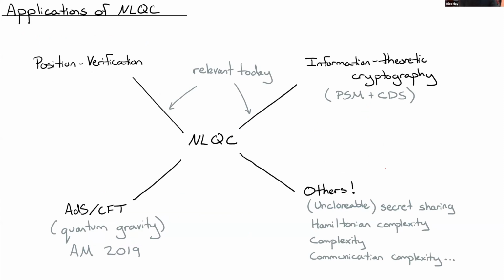So why are we interested in non-local quantum computation? Well, it turns out that there are many applications of this subject, and it's connected to many different areas. For us, two of the most relevant ones are, first, what's called quantum position verification. That's a subject in cryptography that I'm going to describe in a moment. And then there's another connection to a different subject in classical cryptography, which is within information theoretic cryptography.